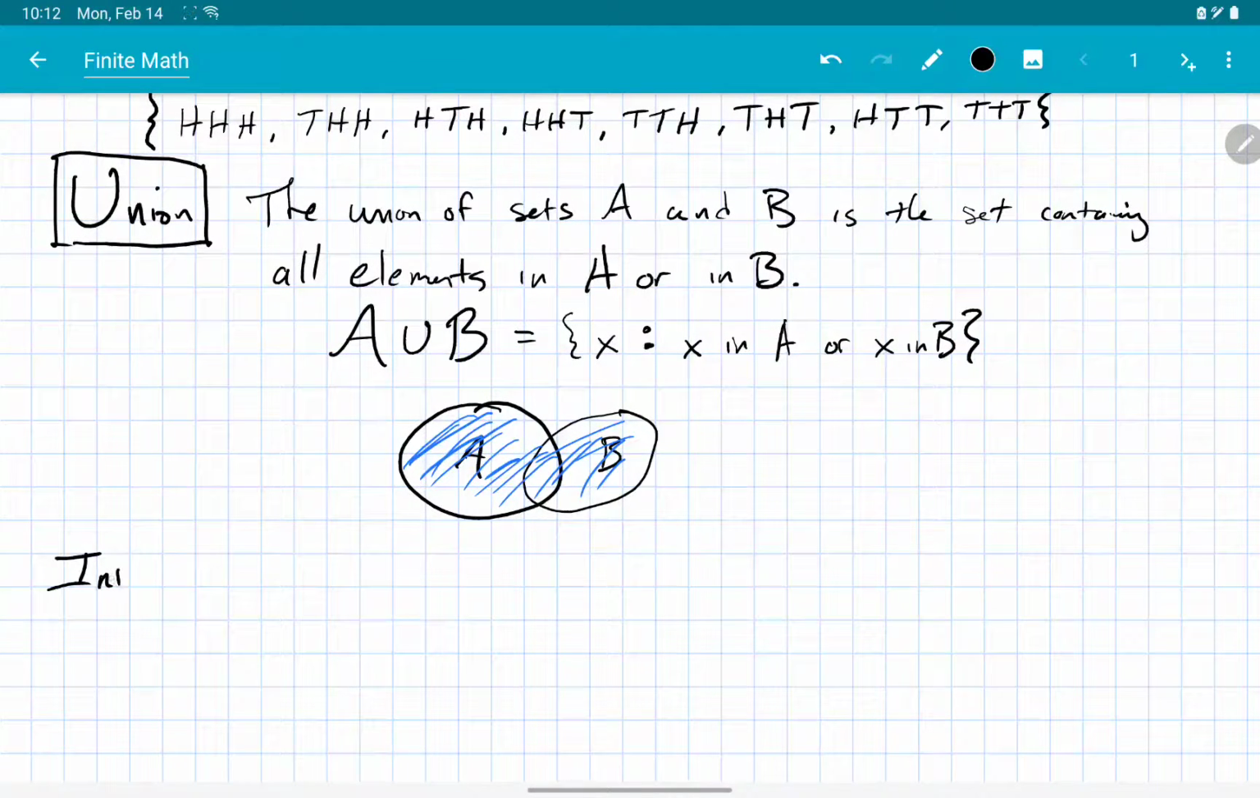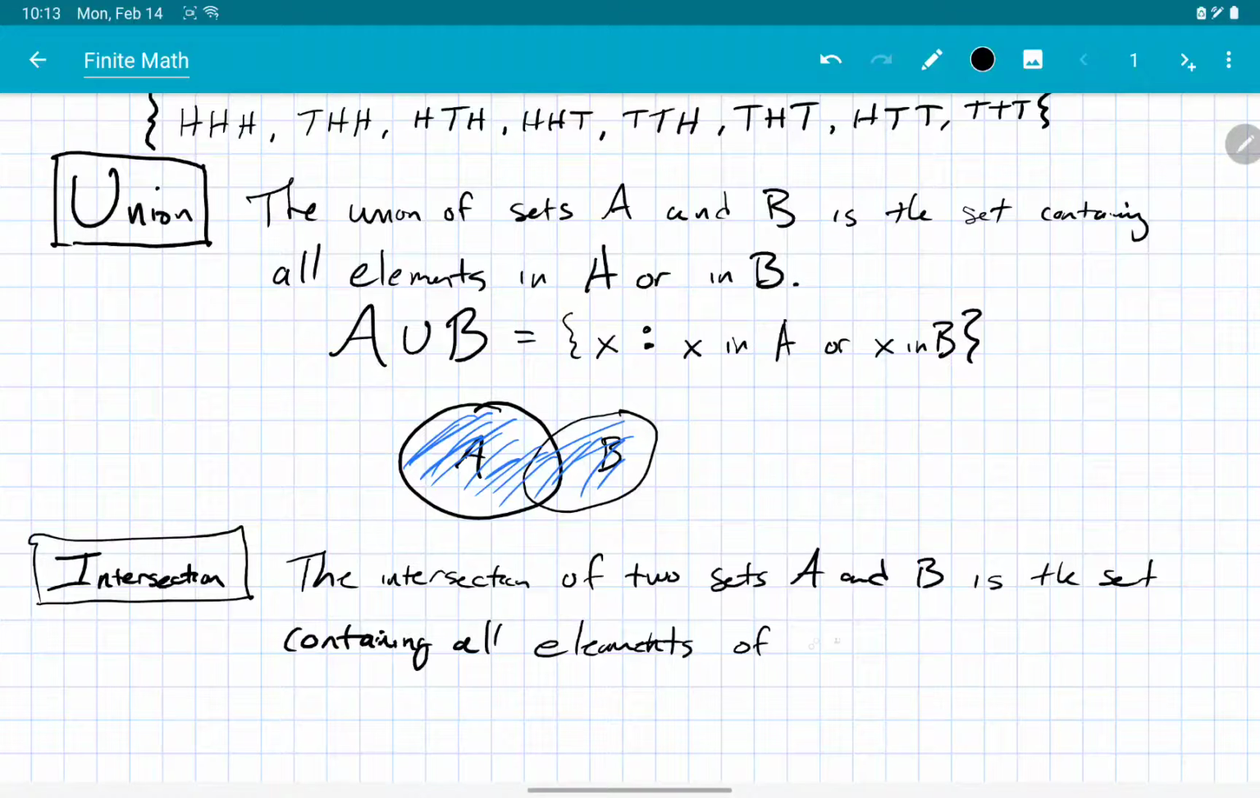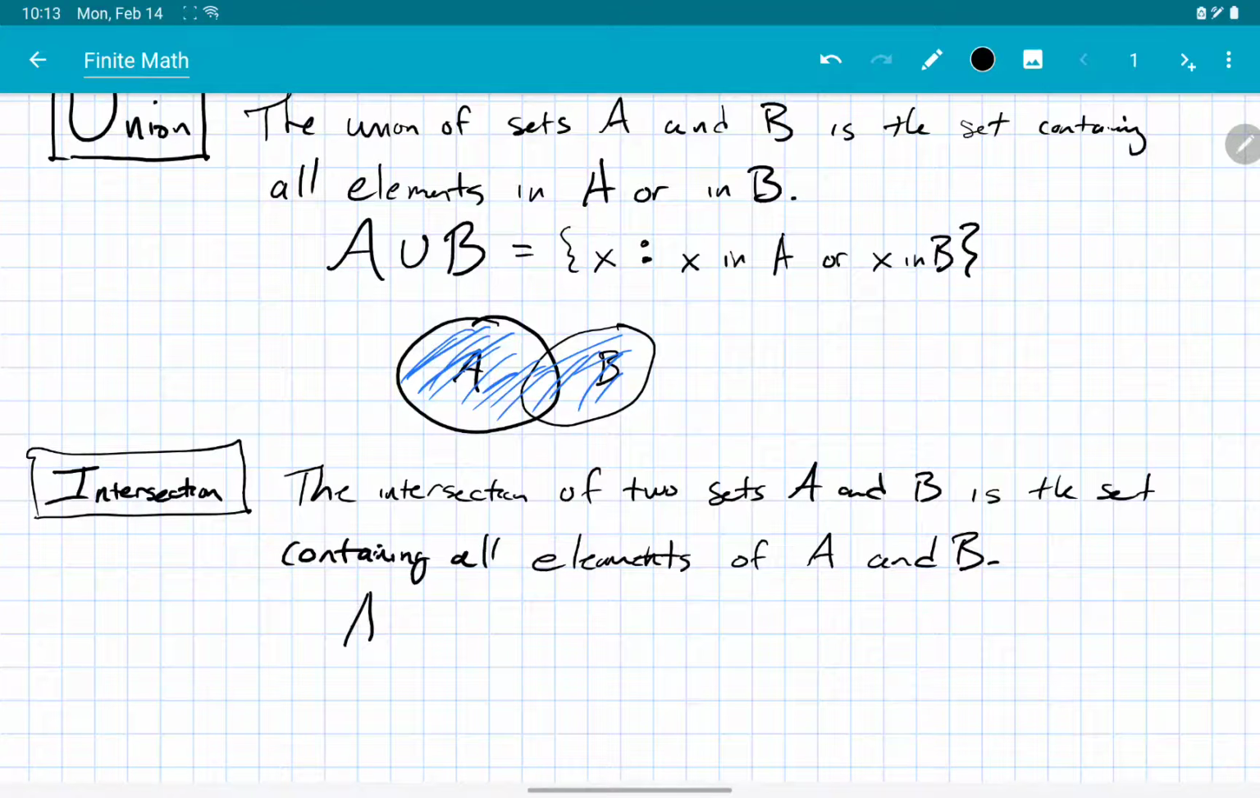The other operation we talk about is called the intersection. The intersection of two sets, A and B, is the set containing all elements of A and B. Okay, to be in the intersection, you have to be in both A and B. And the way we write this is A intersect B, where that U from the union is flipped upside down now. That's the symbol for intersection.